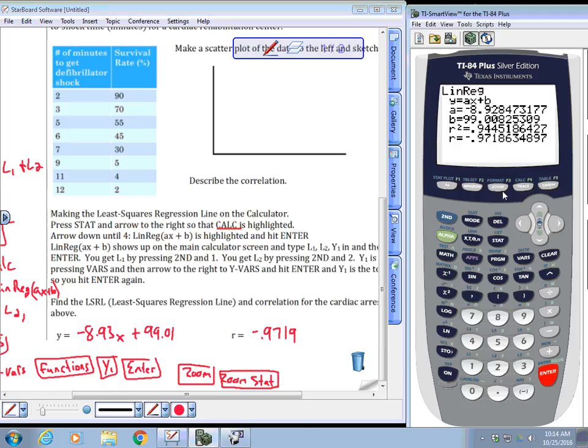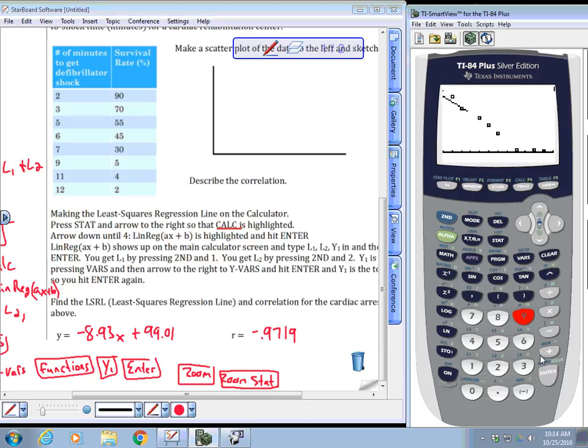So hit zoom and zoom stat. And you'll notice that our dots are on there as well as a line using the information we programmed in with L1 and L2. So here's how you're going to draw this. Draw the line first. Then put the dots, or in this case the squares of data, on or near the line as they are located on your screen. Like so.